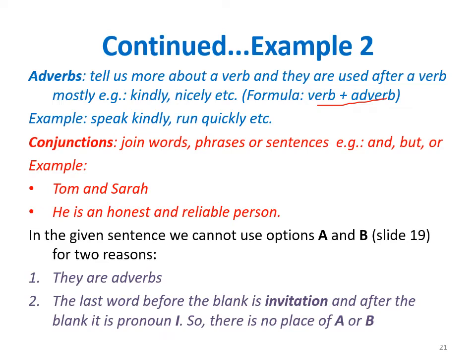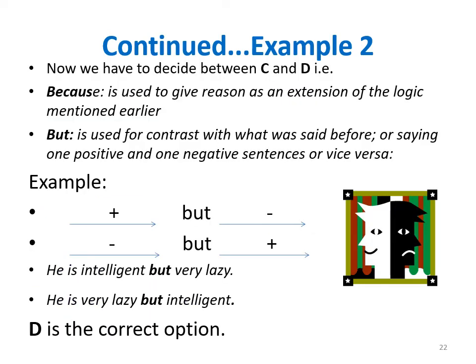For example, Tom and Sarah is an honest and reliable person. In the given sentence, we cannot use options A and B. I mean, we are talking about the previous example. These are adverbs. Options C and D are conjunctions, so we have to use them. Now we have to decide between C and D, because and but.